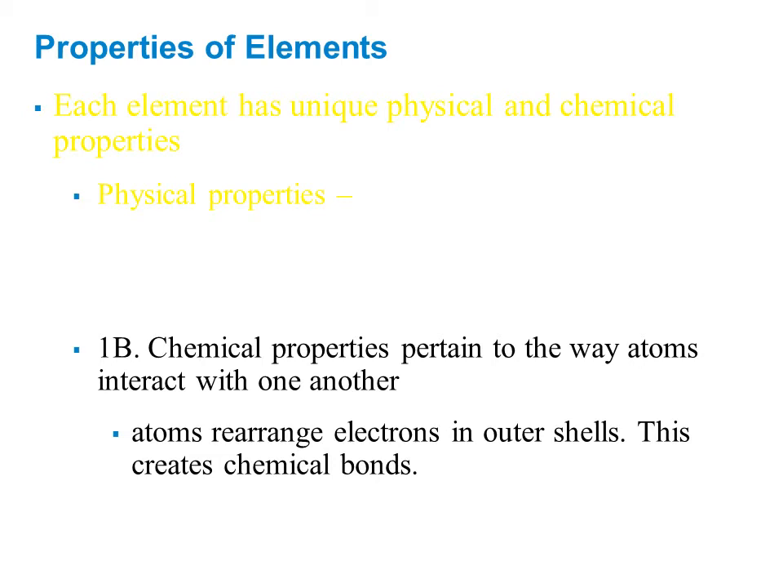The next thing we will talk about is the chemical properties. Some elements have chemical properties. Chemical properties pertain to the way atoms interact with one another. Atoms rearrange electrons in their outermost shell. This is going to create a chemical bond. So if an atom is supposed to have 8 electrons in its outer shell and it has 6, it is hungry for 2 more electrons. If there is another atom close by that can give up 2 electrons, then those 2 atoms will interact in reference to their outermost shells. This will form a chemical property.